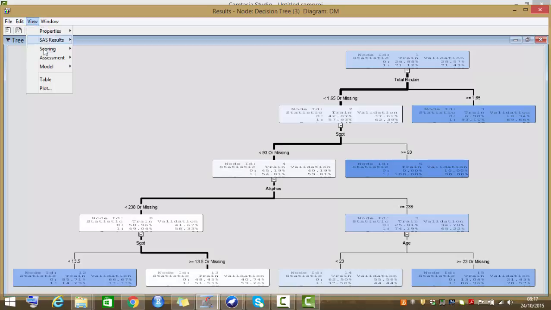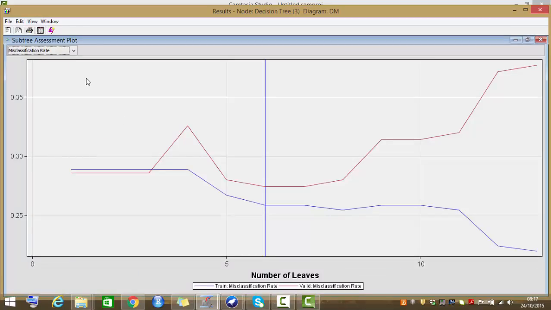So let us see the assessment plot for this. My area of interest is the misclassification rate. If the number of leaves is increasing on the validation dataset, the misclassification rate of the model on the validation dataset is getting increased. So the algorithm came up with 6 as the number of leaves for this model, for which the misclassification rate is very low.